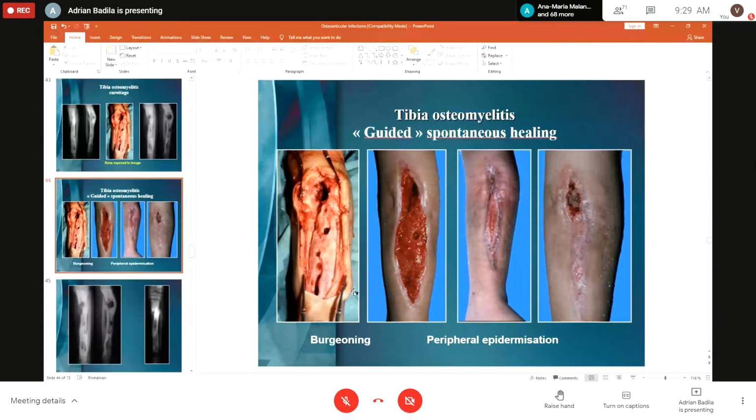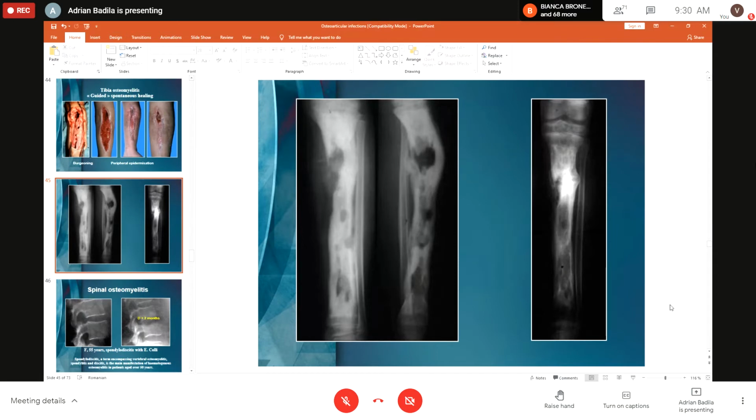The clinical evolution right after surgery, at 2 weeks after surgery, at 1 month after surgery, and after 2 months after surgery. The same case, the radiological evolution towards healing.